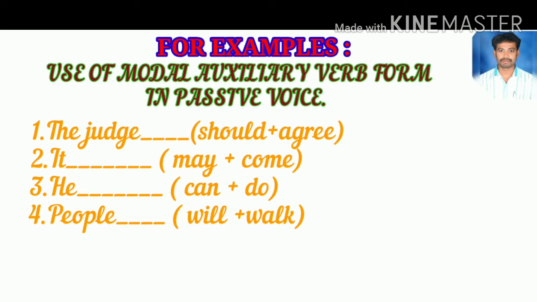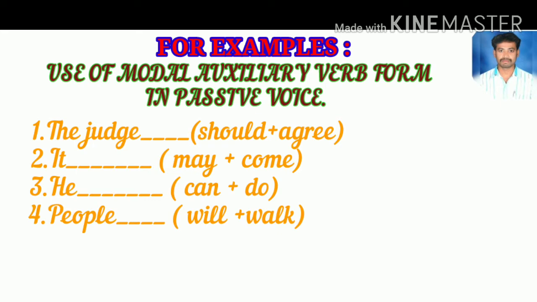As the third one, he dash can plus do. Look at that, do is there. If you write did, that is wrong. Do, did, done. This is also a main verb and also an auxiliary verb. So that is totally a primary auxiliary verb. Have is also a primary auxiliary verb.